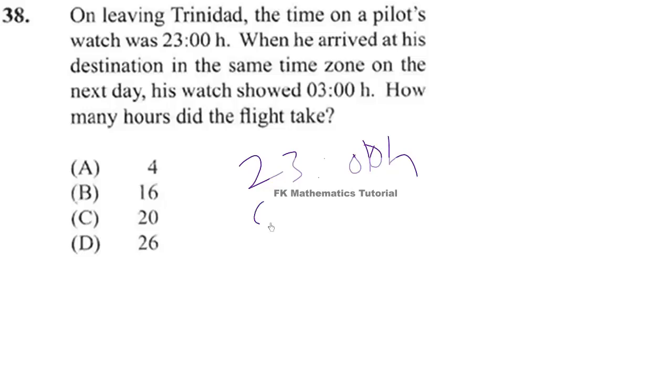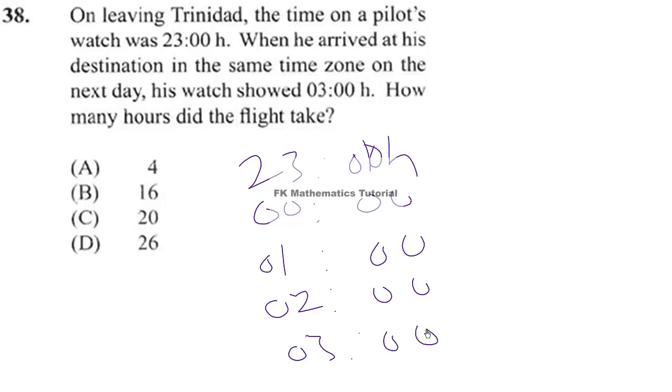So from 23 hours, you go to 0.00. That's 1 hour. Then from 00, you go to 01. That's 2 hours. Then from 01, you go to 02. That's 3 hours. Then from 02, you go to 03. So that'll be 4 hours.